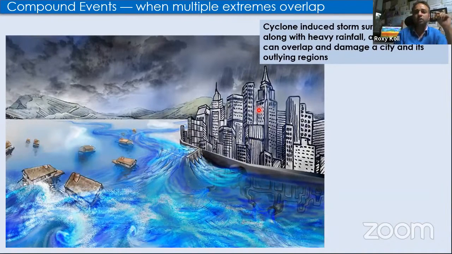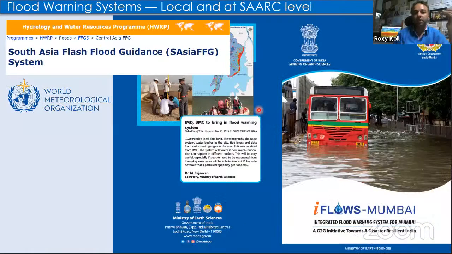So that is something we have to work on together. Already the ministry and the World Meteorological Organization are working on flash flood guidance, not only for cyclones but also for heavy rainfall events. On an experimental level, they're trying that on Mumbai, and if it works, hopefully it will be replicated in the rest of the country and South Asia as well.